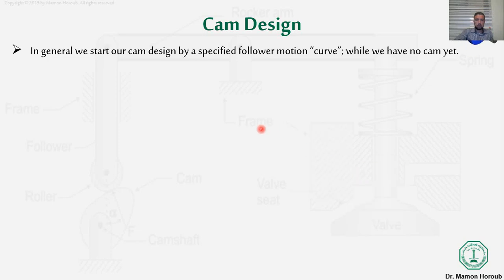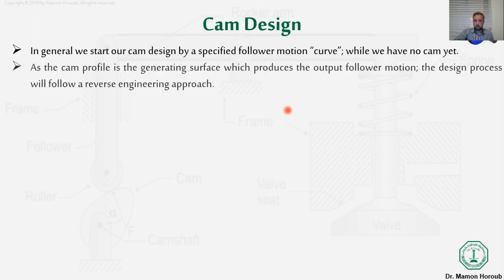And in general, we start our CAM design with a specified follower motion curve that we have discussed in the previous class, while we have no CAM yet. So first of all, as I explained in the last class, we need to have the displacement diagram of the follower, the motion of the follower diagram. Then based on that, we will design our CAM profile, which is the CAM itself.